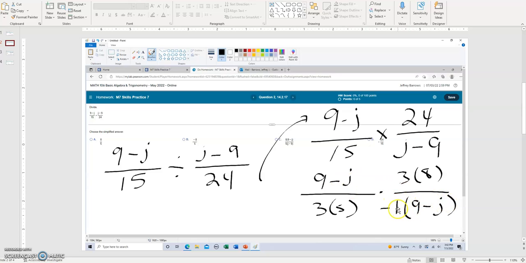But just to make sure this is clear, when I factor this out, if I were to distribute the negative 1, this would give me minus 9, and this would give me plus j. So I have not changed this expression. I have just rewritten it such that I can cancel the factors of 9 minus j. Once you go through and cancel any of the common factors here, you'll be all set on the final product.